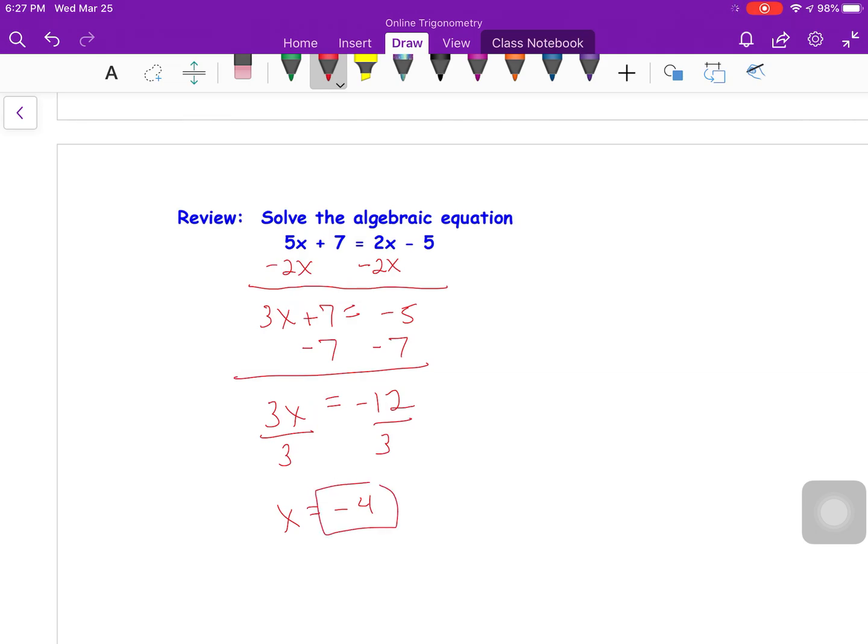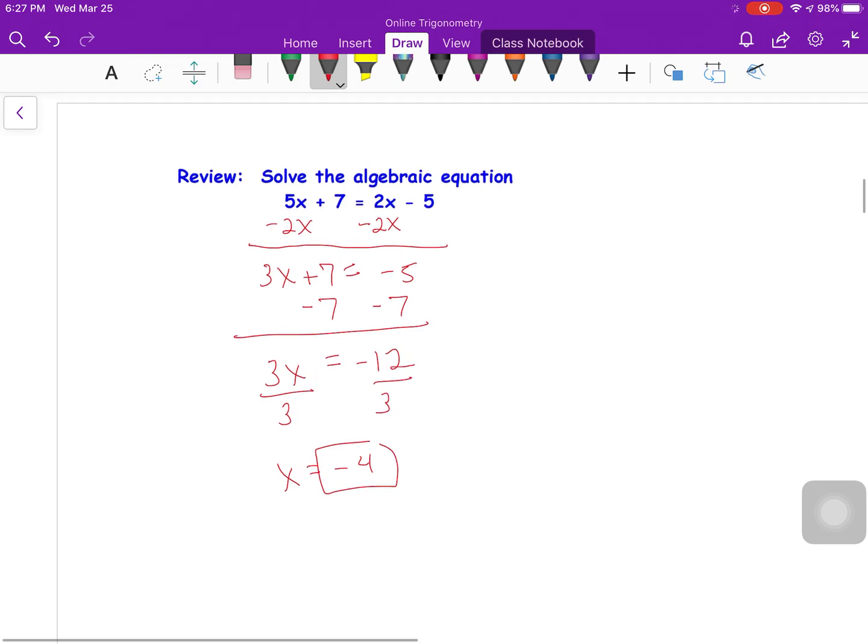And that's our solution. Now, of course, the ones that we encounter here in trigonometry are going to be a little bit more complex, but oftentimes we'll just be adding or subtracting, multiplying or dividing to isolate the trig function, not the variable itself, but the trig function. So let's take a look at a trig function that we might have seen back in our Algebra 2 course.